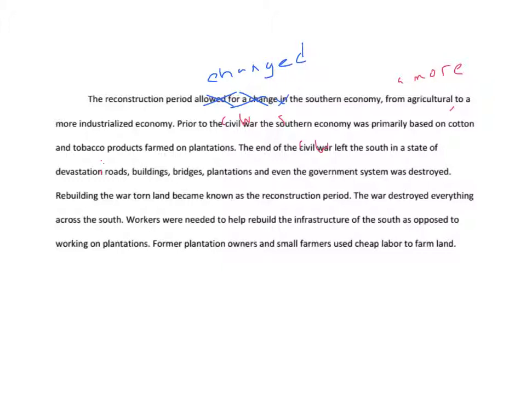Remember, we need a comma after all the items in the list except for the last item. Roads, buildings, bridges, plantations, and even the government system. Okay, this verb "was" seems like it's going to all of this stuff. All of that was destroyed. And there's more than one thing here. Several things, so we need to say "were."